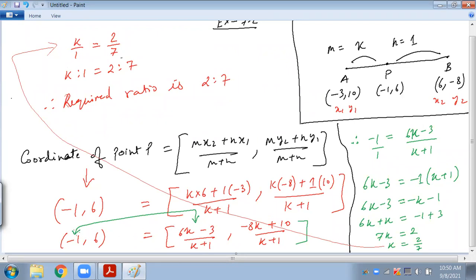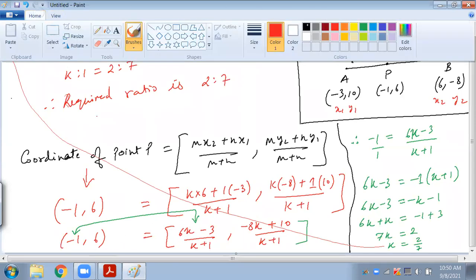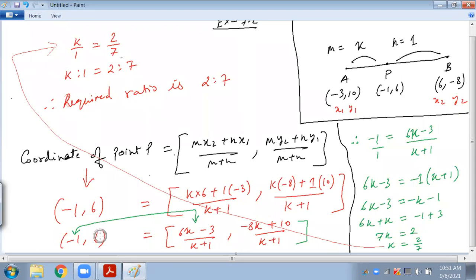Now here, what we have done is we have taken the first part of both the coordinates equal. We have taken -1 equal to this. Instead of that, we can take 6 equal to -8 plus 10 by k plus 1. That means we can take either the x coordinate equal and find k, or we can take the y coordinate equal and find k. The answer will be the same. If we take the y coordinate equal, we'll take 6 equal to -8 plus 10 by k plus 1, and if you solve it, there also you'll get k is to 1 as 2 is to 7 only.